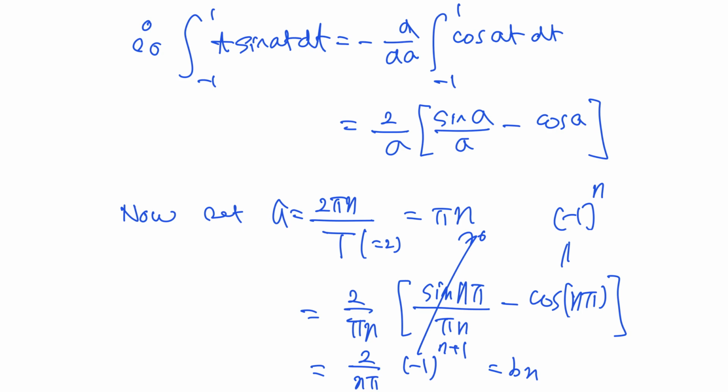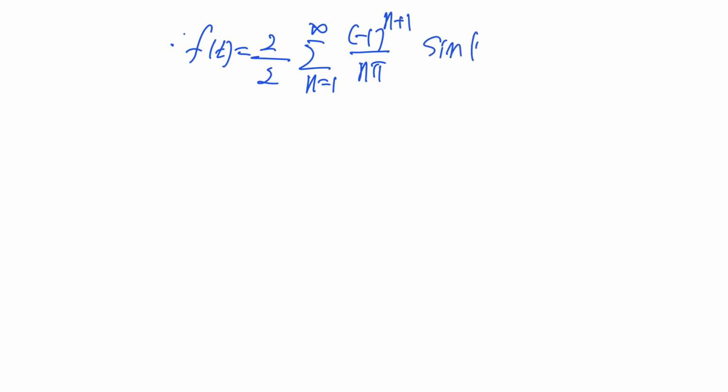So for this Fourier series, f of t is actually 2 over pi, the sum from n equal to 1 to infinity of minus 1 to the n plus 1 over n, sine n pi t.